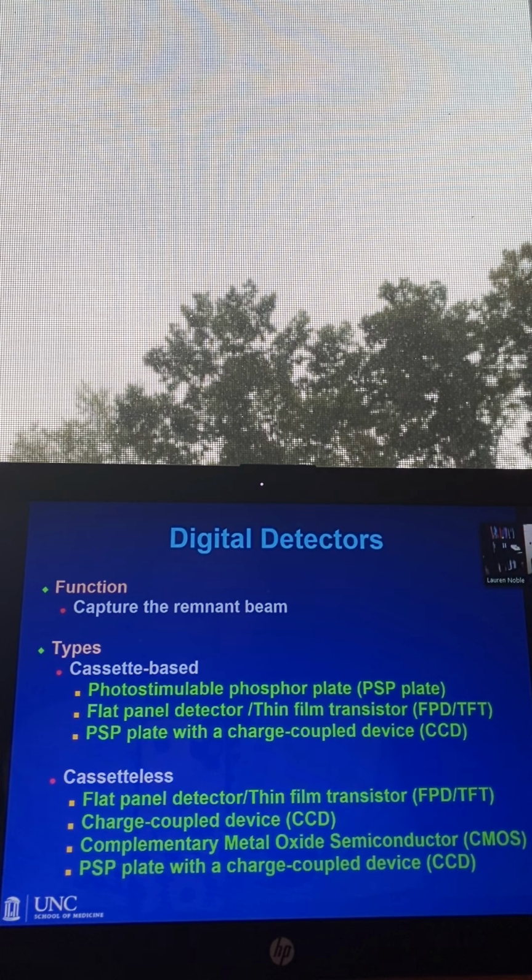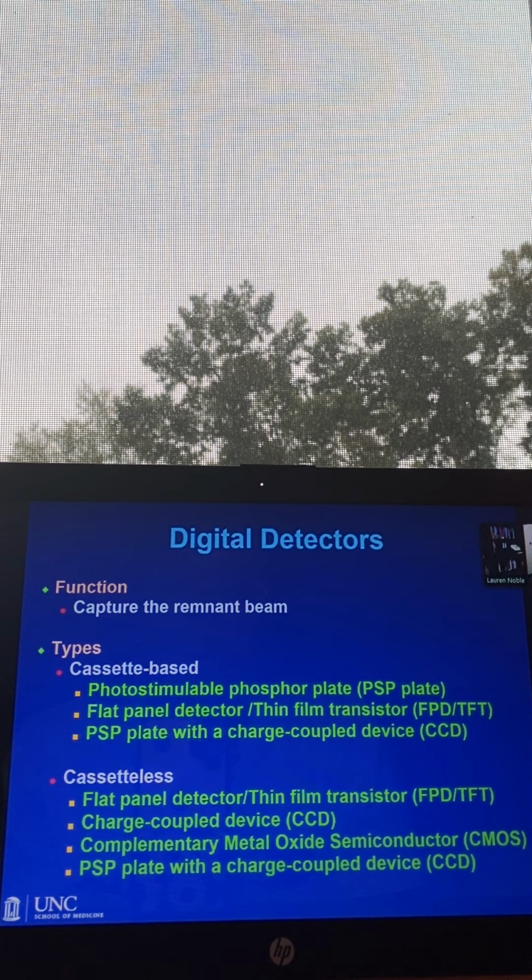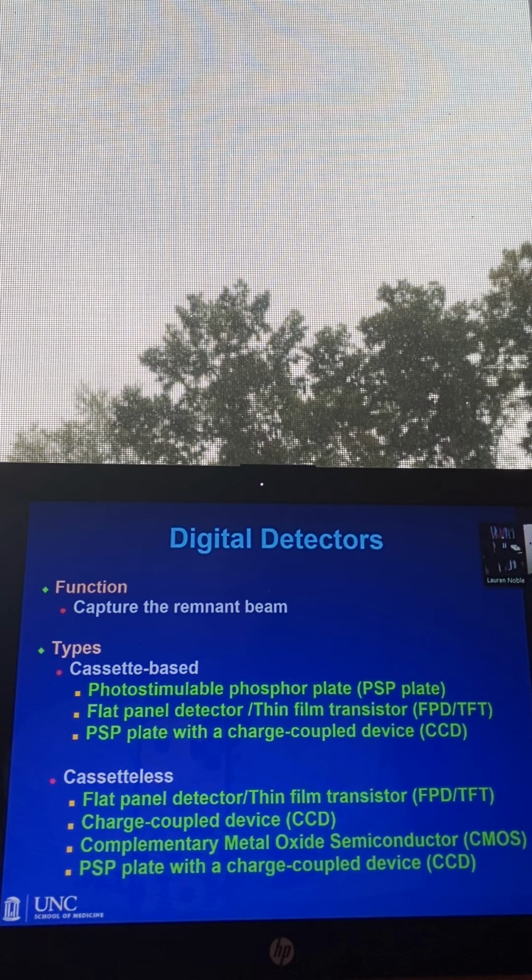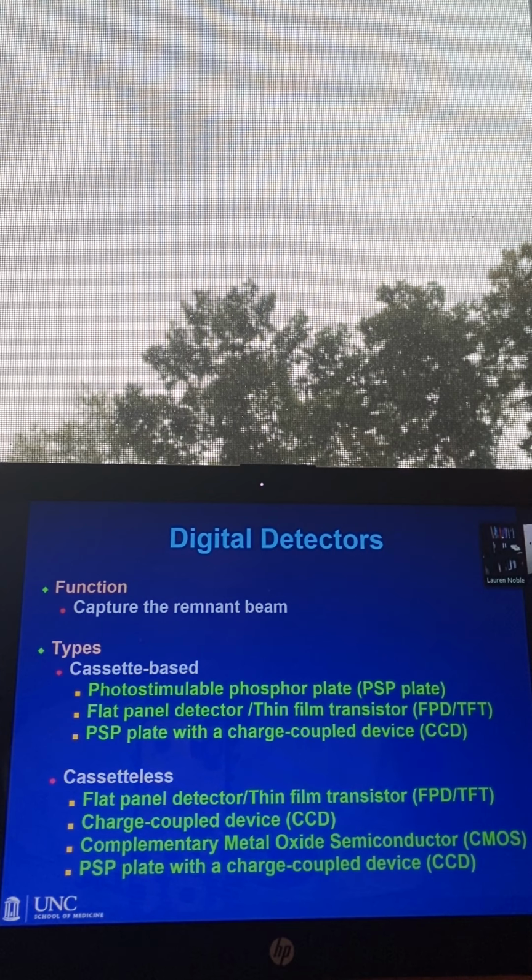For cassetteless, you'll see that there are some things in common here. With cassetteless, we also have a flat panel detector. There's also a charge coupled device.